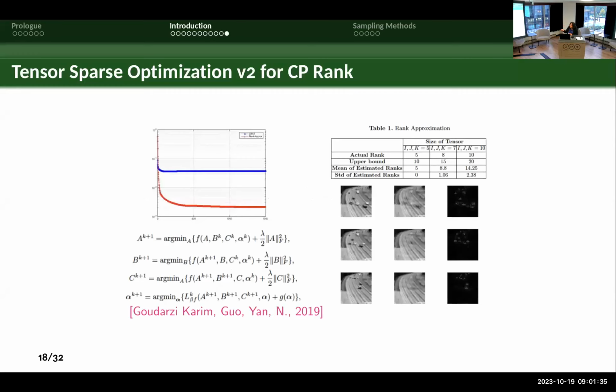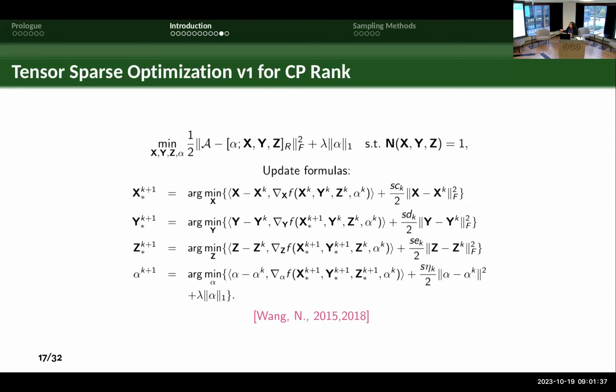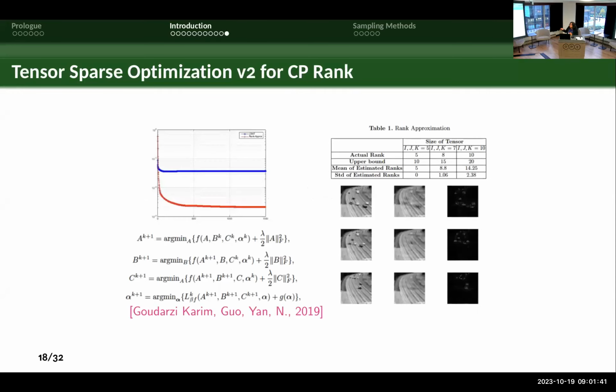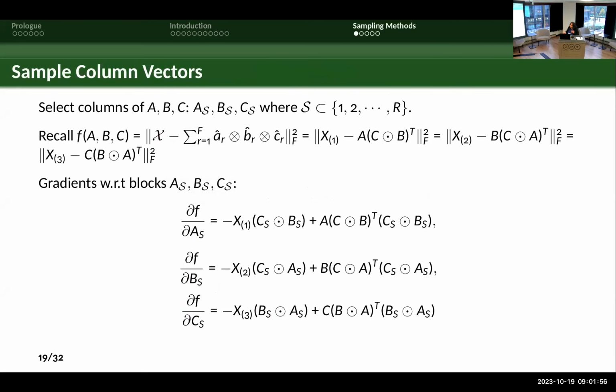Okay, and there are 2 versions. I'm not a gradient descent person. I'm an ALS person, so I wanted to replace the gradient descent with ALS plus the L1 minimization on the alpha. And it actually performs much better than the gradient descent. Okay, so this is what I really want to talk about today.